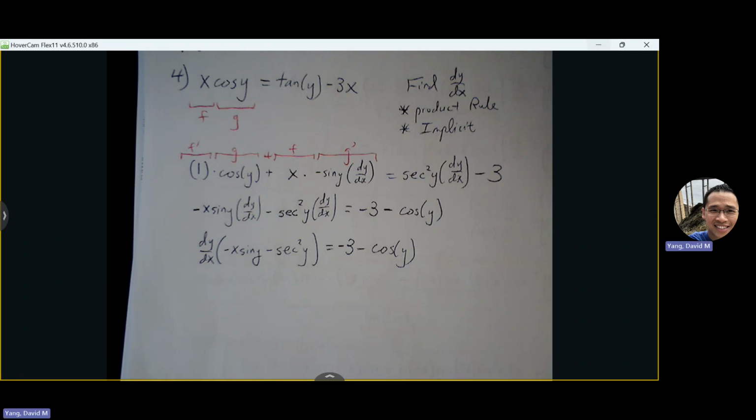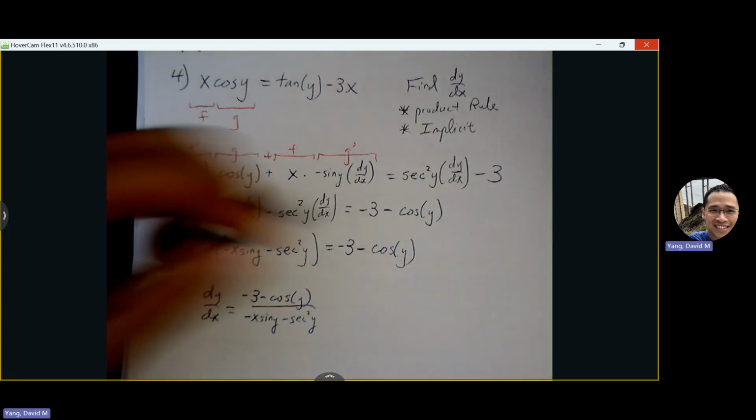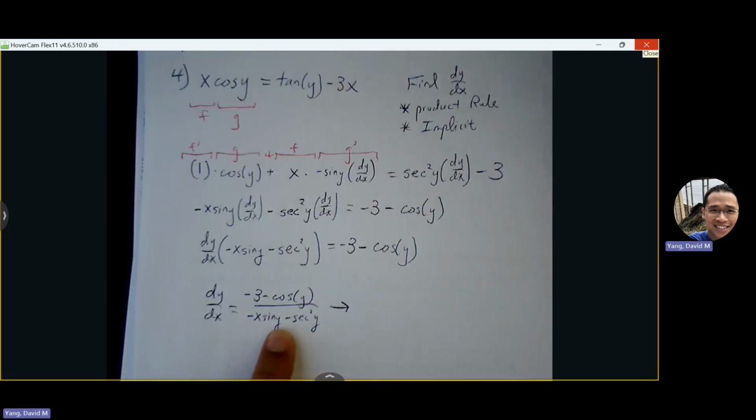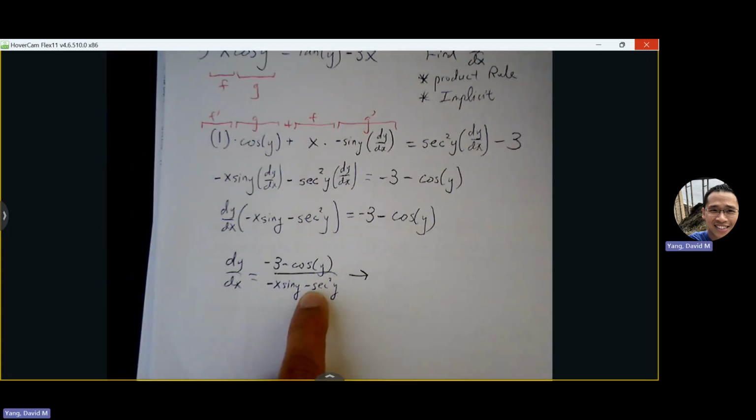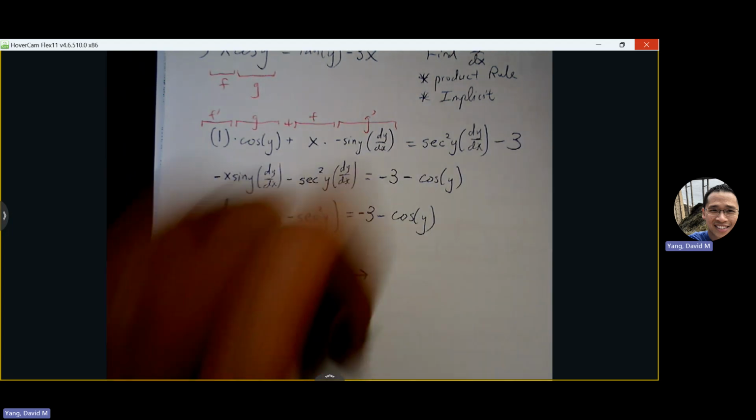Divide the parentheses over. This is perfectly fine. But if this was a multiple choice answer, they will probably multiply a negative through the top and the bottom and make everything positive.